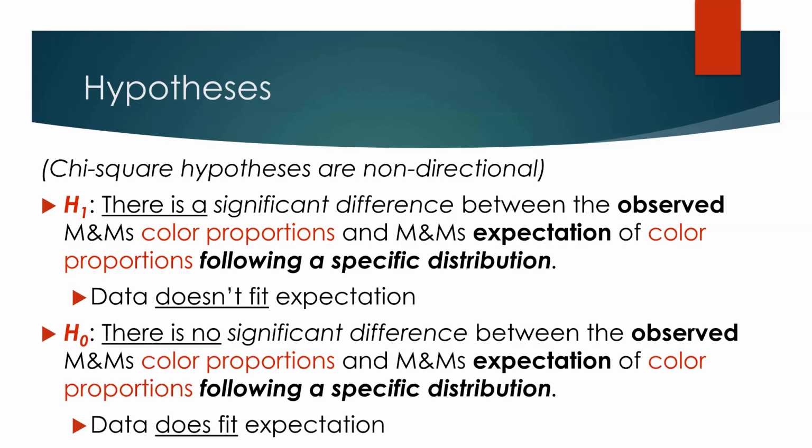Now the null, take the same sentence from the alternative, copy paste it, and then you just change A to no. There is no, so on and so forth. And the null is essentially saying the data does fit the expectation. Since there's no difference between what you found and what you expected to find, the data fits the theory as you would have expected, right? That's what the null is stating there. So that's the second step, that's your hypotheses.